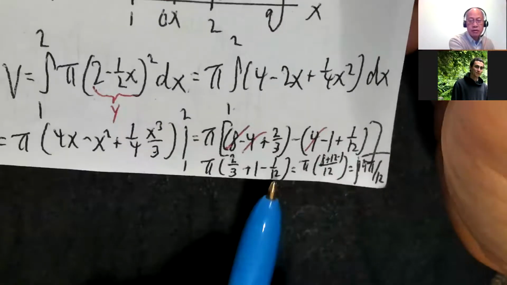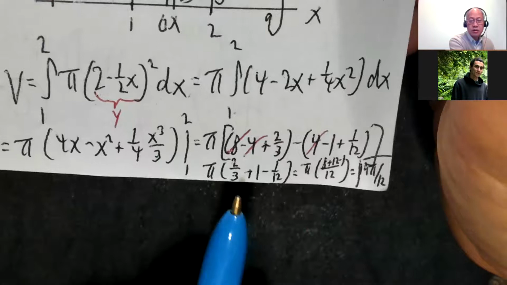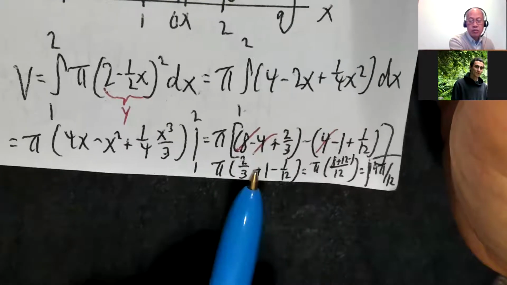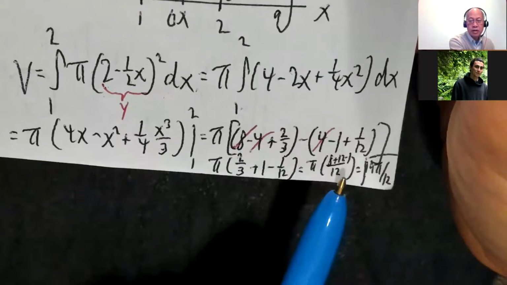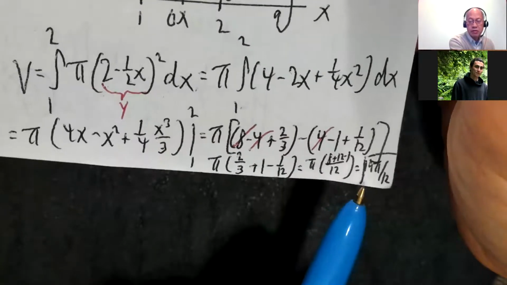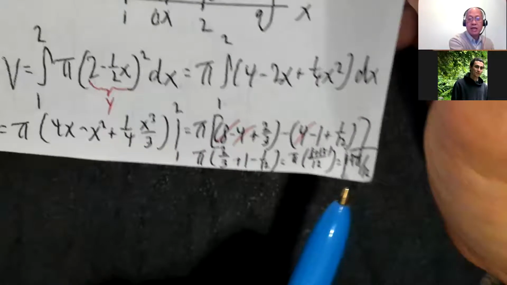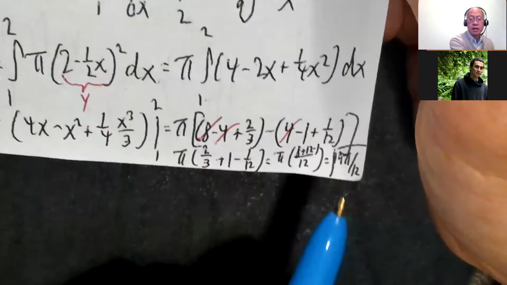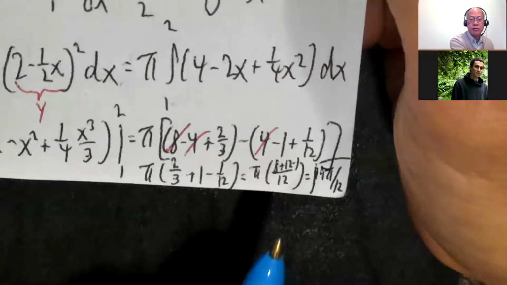Common denominator is 12, so there's a pi. 2/3 multiplied by 4/4, 8/12, plus 1, which is 12/12, minus 1. So that comes out to be 19 pi/12. Sorry if you can't read that. That's 19 pi/12. I'm afraid to write anything because if I write it, I'll just mess it up more. But this is 19 pi/12.